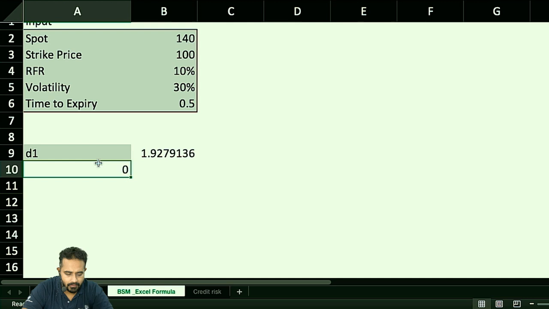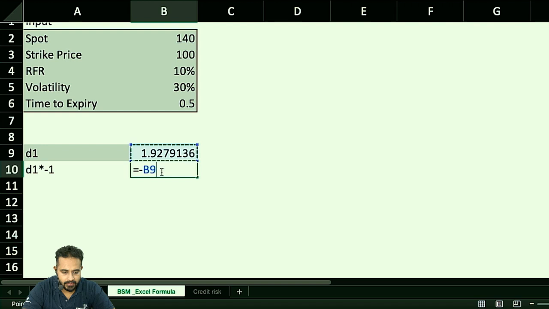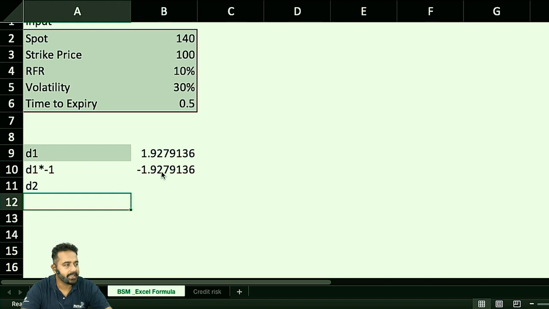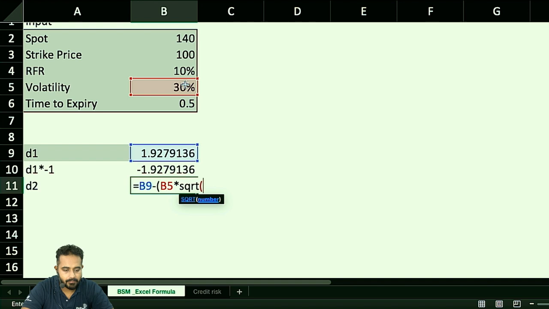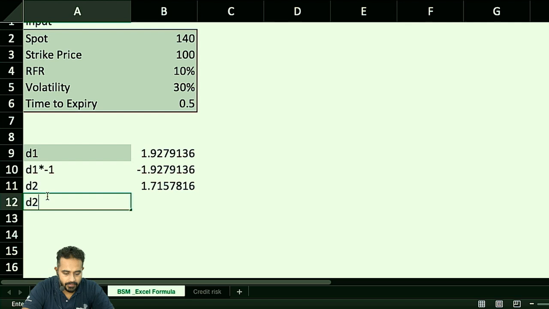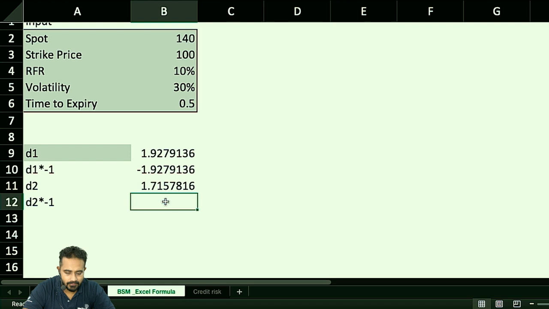Okay, so we'll say negative D1, let's say as D1 into -1, or a negative D1. Now, how do you get negative D1? Just make this number negative. All right, let's go to D2. Now, how do you get a D2? So D2 would be D1 minus sigma into square root of the time period. So square root of the time period, and this should do the job. Here we go. So that's your D2. Let's get a negative D2. So D2 into -1. And what would be a negative D2? It would be simply a negative value of this one.